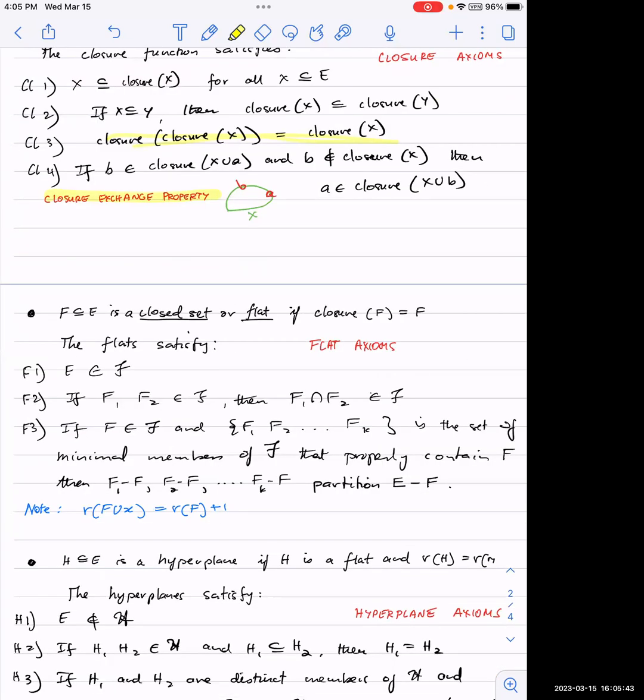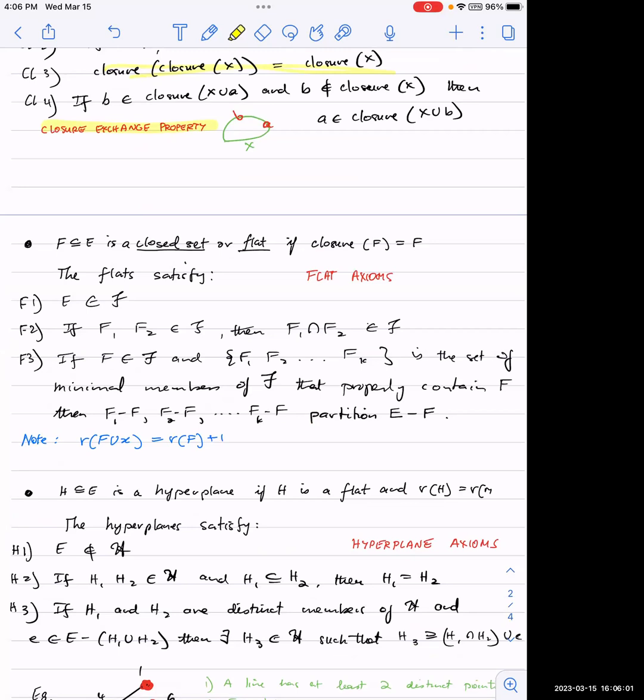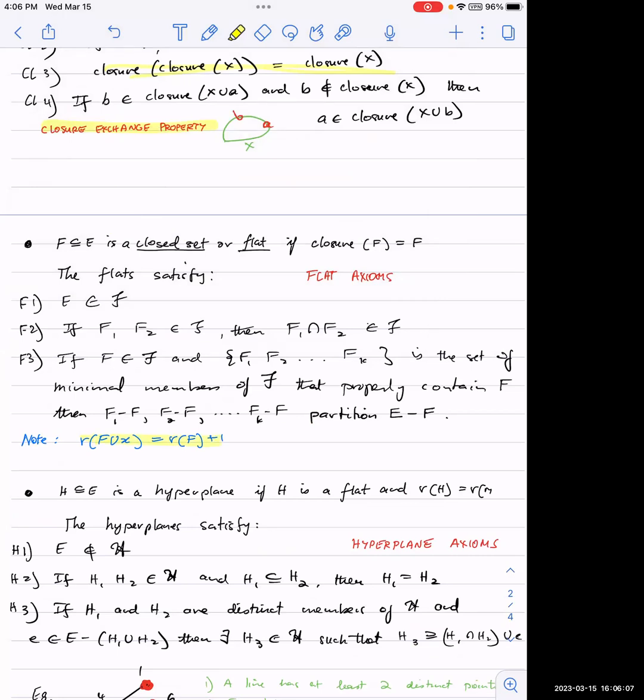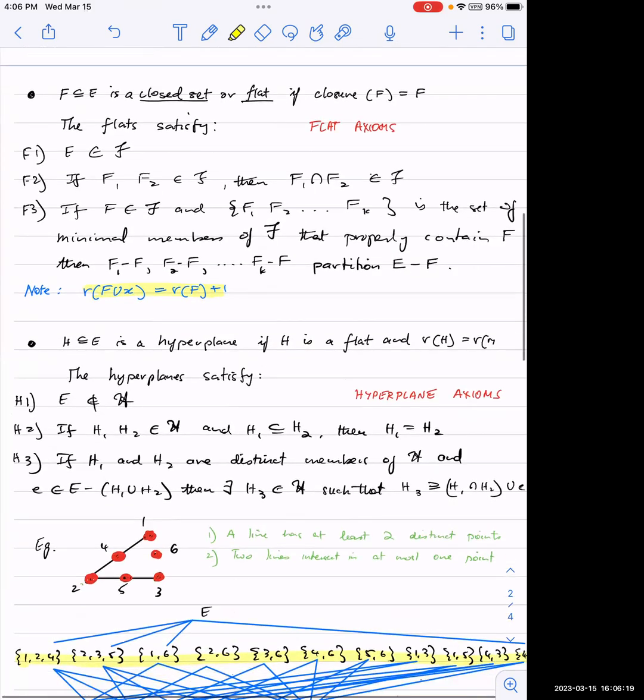Okay, so a set is closed, or otherwise known as a flat, and they're just really the same thing, if the closure of F is just F itself. And the flat axioms satisfy these properties, and it's just 3 of them, and from them you get this other property, and that's also something that we will use, that if you add one more element to the flat, it's closed, right? So it's going to increase the rank by 1. And finally, the hyperplane axioms, that's just there. So if there's a hyperplane around, I'll mention it.